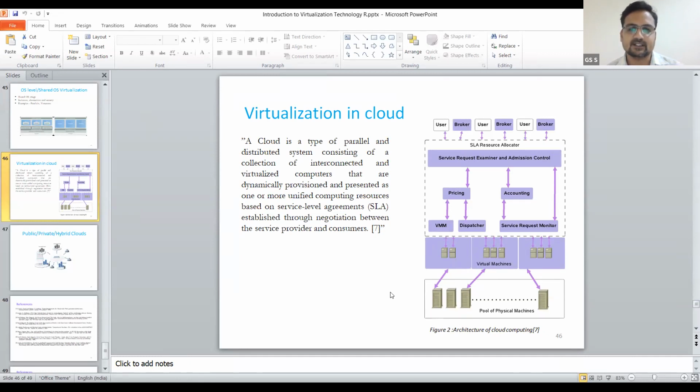Now, what is cloud bringing then? See, cloud is bringing the business logic. If you see, there are service request examiner and admission control modules, which are taking the requests. Finally, pricing and accounting is there, which will allow you to prepare the bill, ask for auto scaling, increasing and decreasing the resources, and migration.